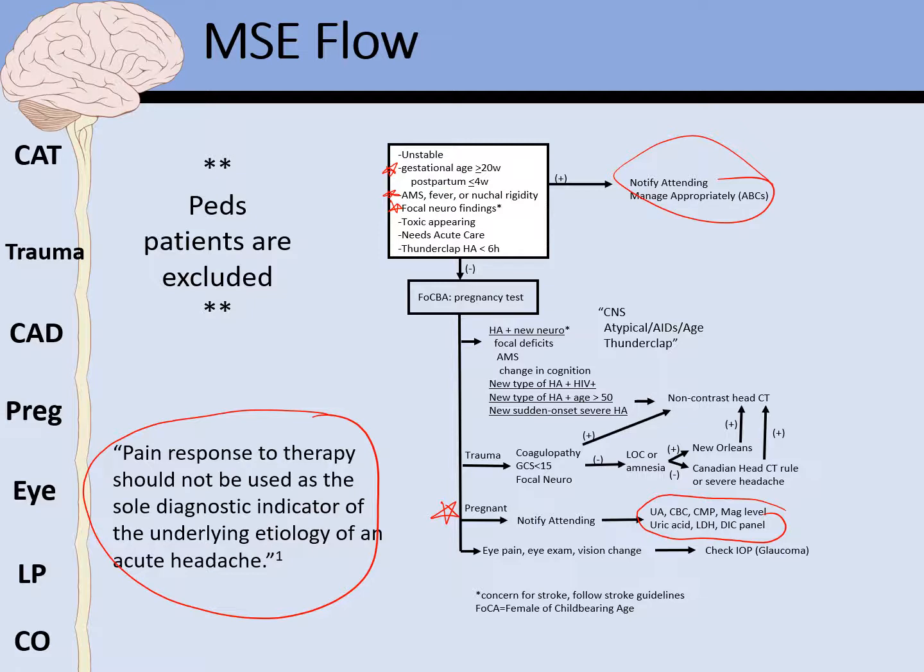A thunderclap headache, described as sudden in onset and maximal in onset, is concerning for a subarachnoid hemorrhage. If a non-contrast head CT is obtained within 6 hours of onset, it can reliably exclude a subarachnoid hemorrhage. Therefore, if the patient has a headache that is concerning for subarachnoid hemorrhage within 6 hours from onset, discuss it with your attending, as a head CT may help eliminate the risk of further testing with LP or CTA.